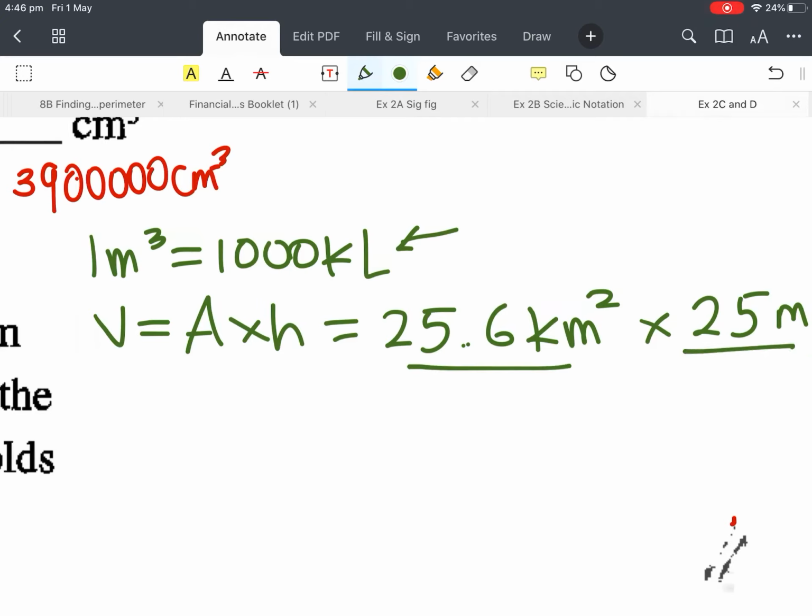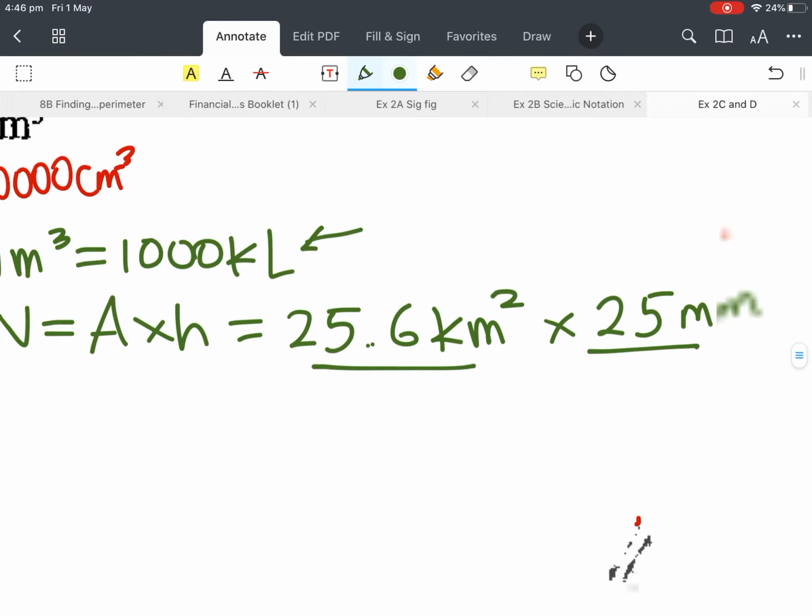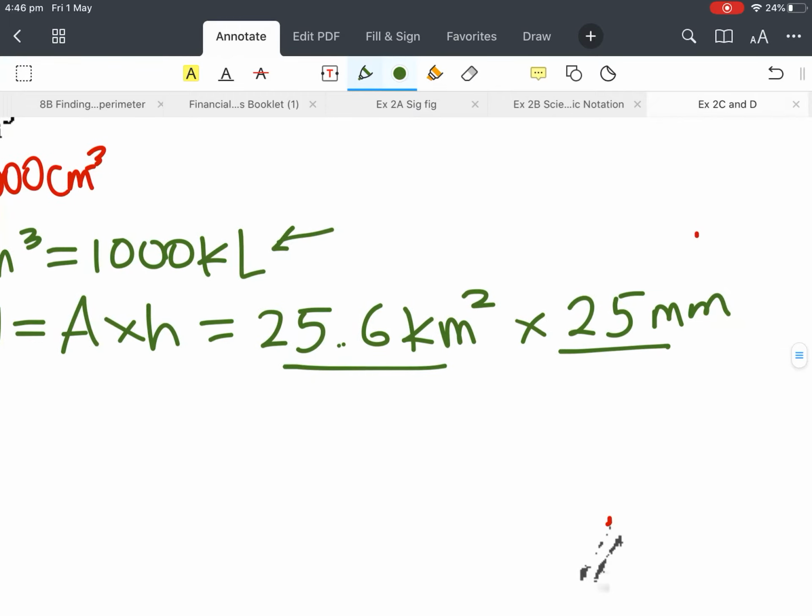It's actually easier if you change units before you do any multiplying than it is to try and change them afterwards. So my first problem is I've got kilometres squared and I've got millimetres. I need them both to be the same thing. Since that one above was talking about metres cubed to kilolitres, I'm going to change them to metres. So 225.6 kilometres squared, I have to go from kilometres squared to metres squared. So that means I'm going to multiply.